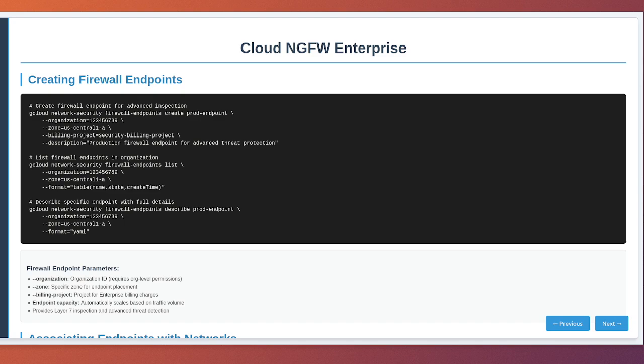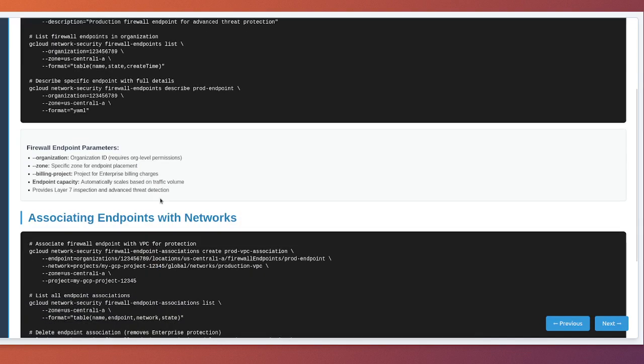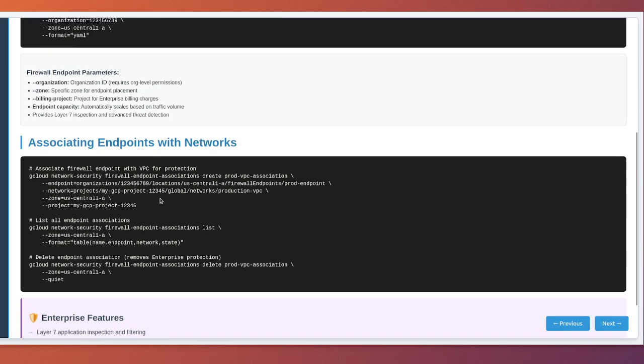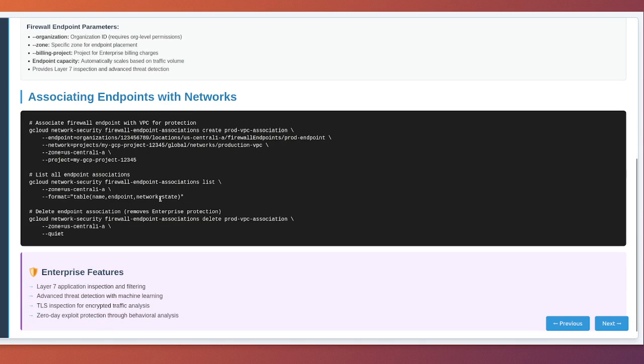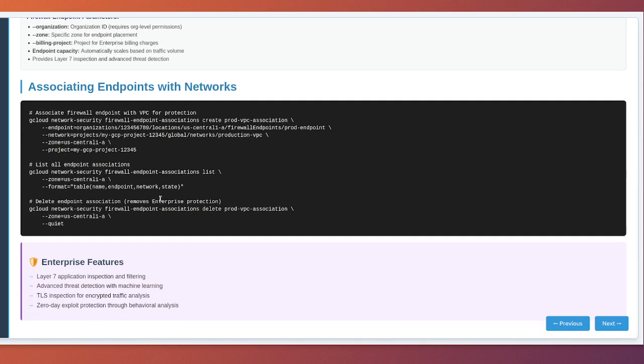The Intrusion Prevention Service, IPS functionality, continuously analyzes traffic patterns against Google's threat intelligence database. This isn't just signature-based detection. It includes behavioral analysis that can detect zero-day attacks and advanced persistent threats that don't match known signatures.